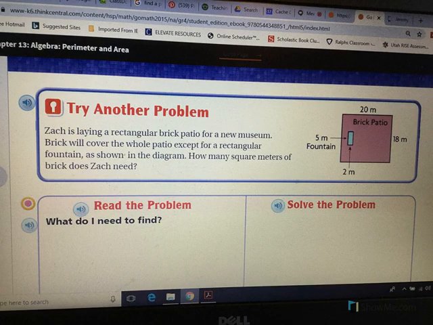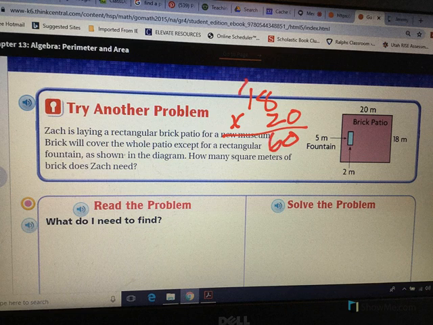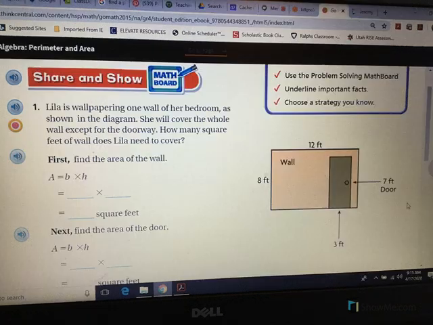Okay, next one. Zach is laying a rectangular brick patio for a new museum. Brick will cover the whole patio except for the rectangular fountain, which you can see over there. So we need to do the same thing. Remember this rule: 18 times 20. I'm going to slide that 0 over and then just bring it down. 8 times 2 is 16. Carry the 1. 1 times 2 is 2, plus 1 is 3. So 360 is the entire area. But I don't need to use that fountain, so 5 times 2 is the fountain, which is 10. I minus that from there, and you get 350 as your answer.